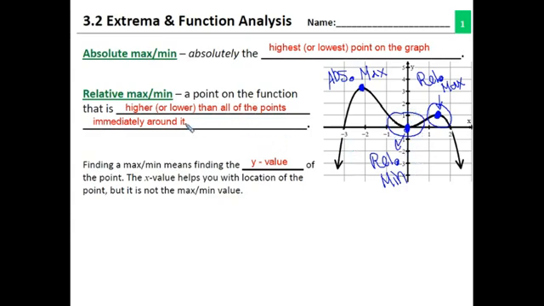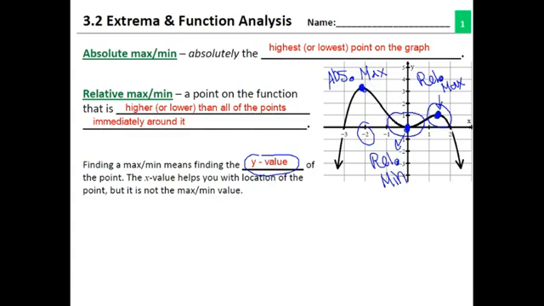Now, when we go through the other examples in the lesson today, we're going to be talking about finding a max or min, which means finding the y value of the point. The x value helps you with the location, so we can say, in this case, the absolute max happens around -2, but when we're talking about the actual value of that absolute max, we would say the value of it is about 3. So the x value gives the location, but the y value gives you the actual value of that maximum or minimum.